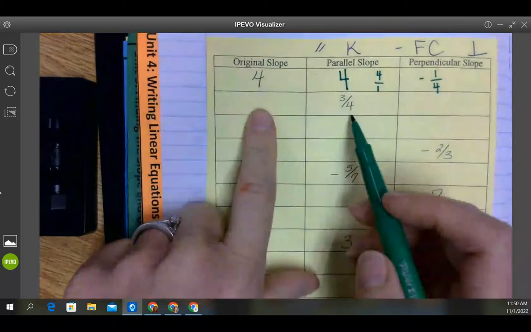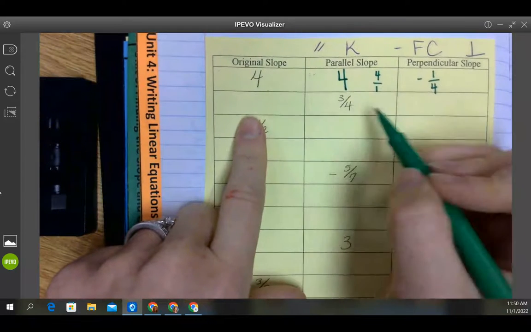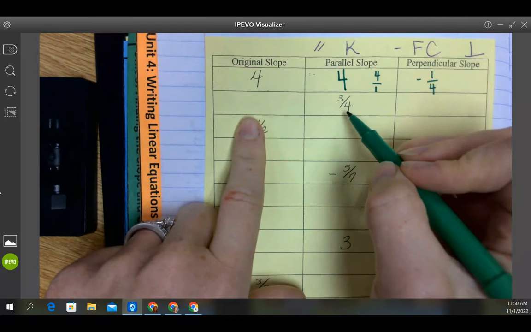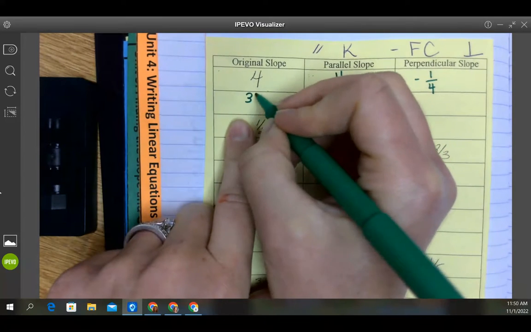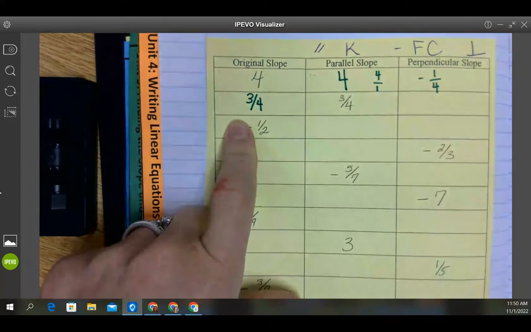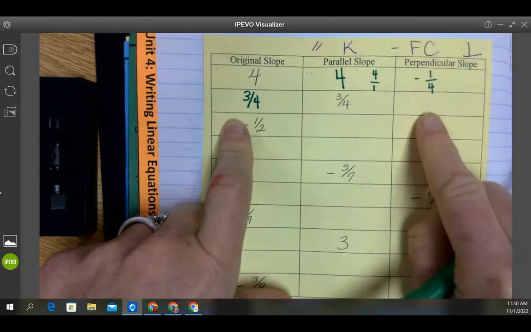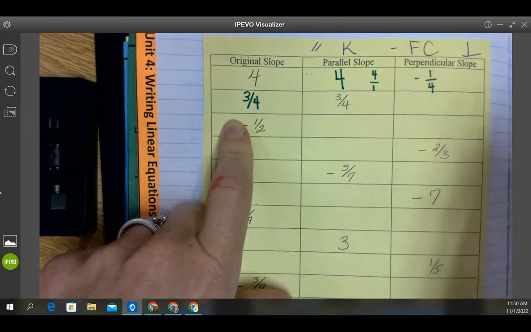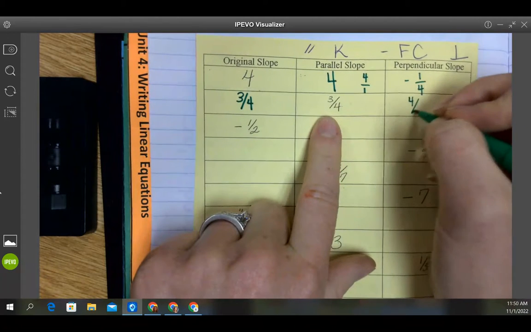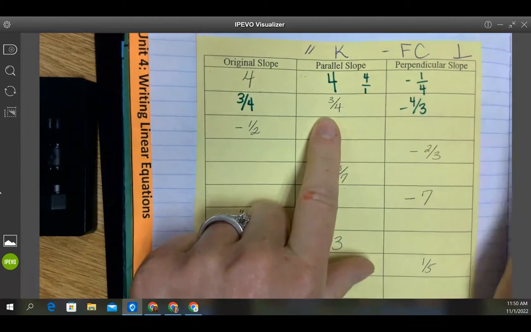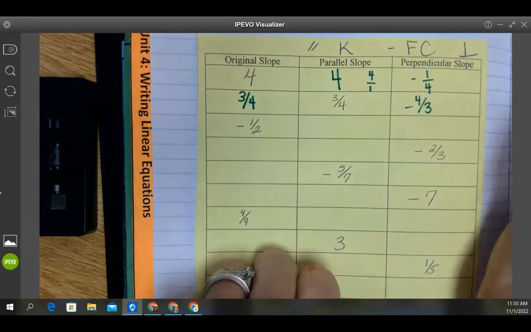So original and parallel will be the same. So if I have a 3/4 that's parallel, it's going to be parallel to my original slope of 3/4. My perpendicular, I'm going to do flip change. So flip it, 4 over 3, and change the sign. So it's a negative 4 over 3.